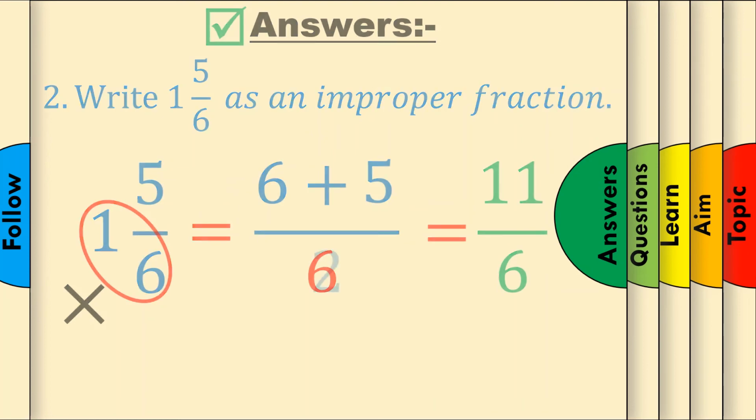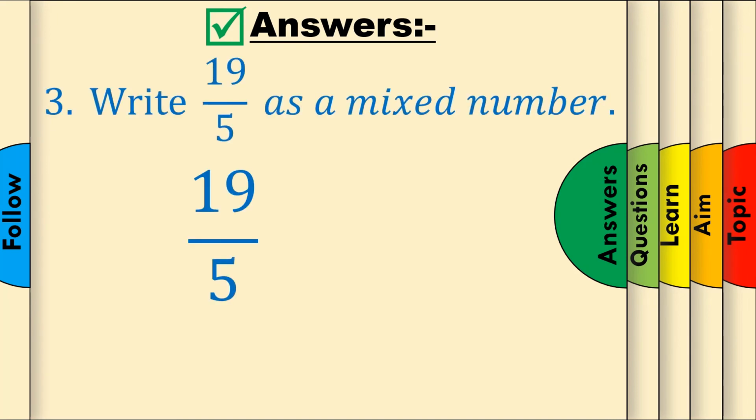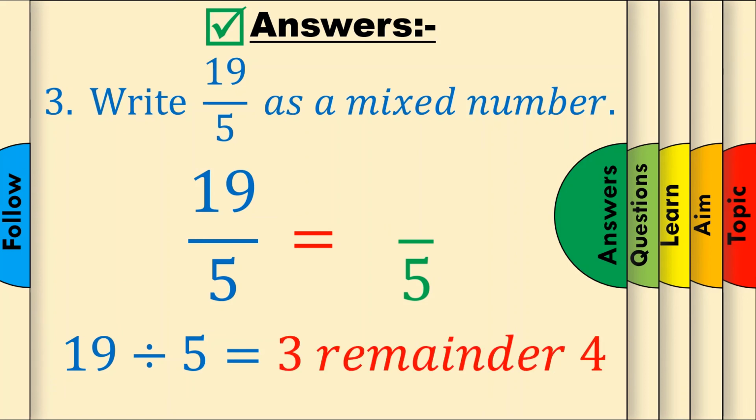Question 3. Write 19 over 5 as a mixed number. First, drag the bottom number straight into the fraction. Now, divide the top number by the bottom to give us an answer with a remainder. Here, 19 over 5 gives us 3 remainder 4. The whole number 3 becomes our whole number in the answer, and the remainder 4 goes on the top to complete our fraction part. Our final answer is 3 and 4 over 5.